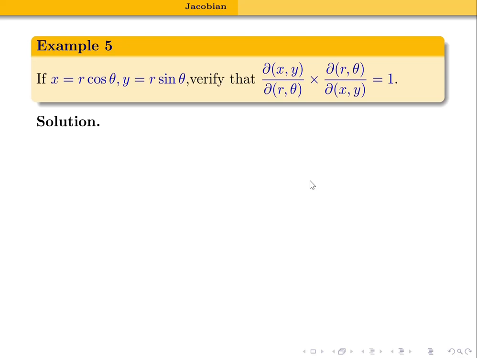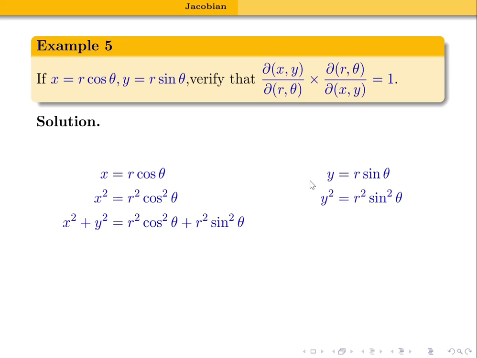x is equal to r cos theta and y is equal to r sin theta. Verify that dou of x comma y divided by dou of r comma theta, into dou of r comma theta divided by dou of x comma y, is equal to 1. Here x is equal to r cos theta, y is equal to r sin theta. Squaring both sides, we get x square is equal to r square cos square theta, y square is equal to r square sin square theta.